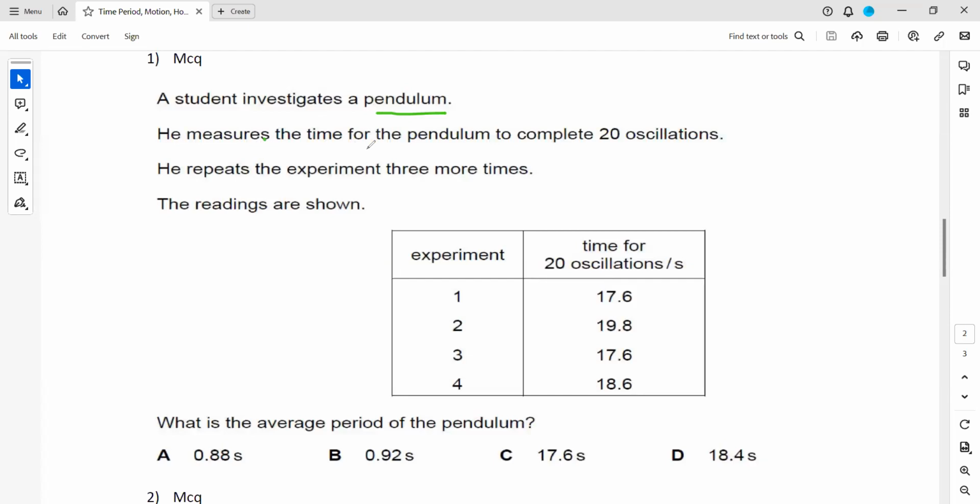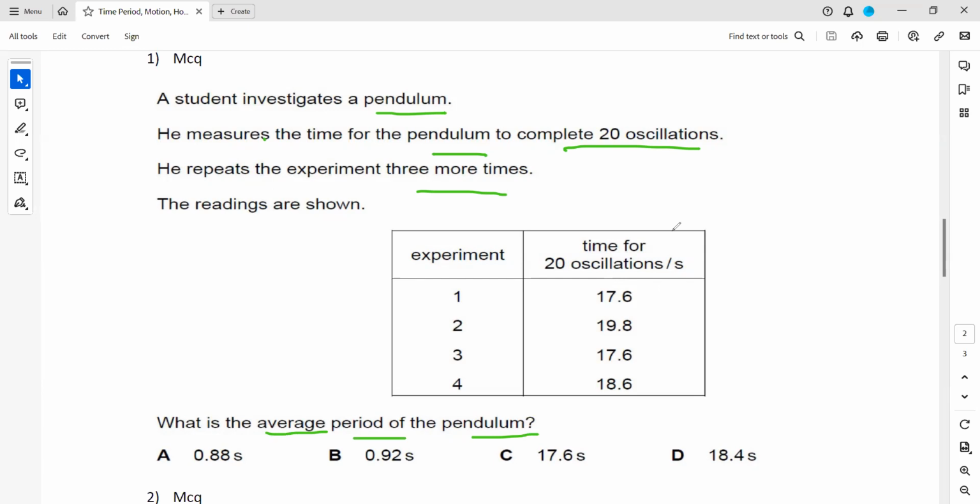He measures the time for the pendulum to complete 20 oscillations. He repeats the experiment 3 more times and the readings are shown. What is the average period of the pendulum? So first, this is the time for 20 oscillations. We have to find the time for one oscillation and then we'll take an average. Or you can take the average of these and then find the time for one oscillation.